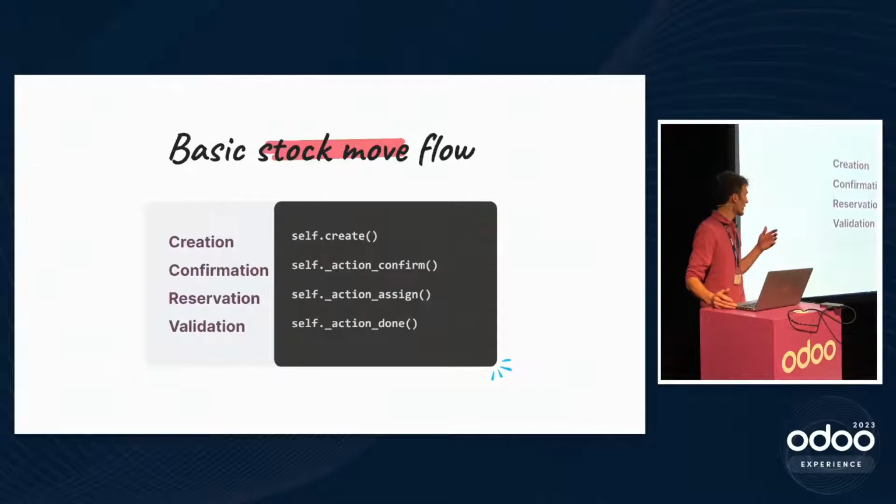processed. We also have a reservation system, so that means once the stock move is confirmed, I can look up in the stock what's available to fulfill my stock move. The reservation will tell me, okay, you have enough in stock. This is the lot number that you can use. This is the location that you can empty to fulfill the stock move. And then the validation processes the stock move and updates the stock accordingly.